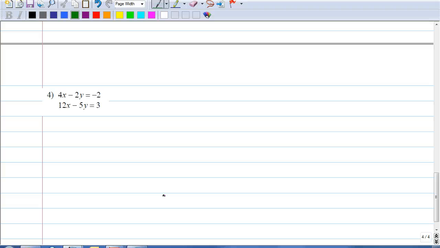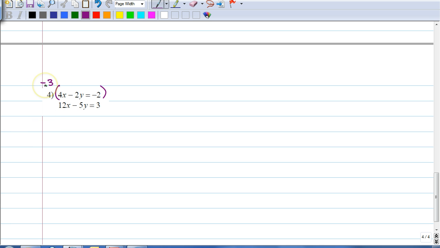Okay, so let's see what you did here. Now, if you wanted to get rid of the x's, that would be the easiest one to get rid of here. Because if you wanted to get rid of the y's, we'd have to multiply the first equation by a 5 and the second equation by a 2, but one of them would have to be negative. But with this one, if I just multiply the first equation by a 3, well, doing that would just give me 12x. Well, that's not going to help.